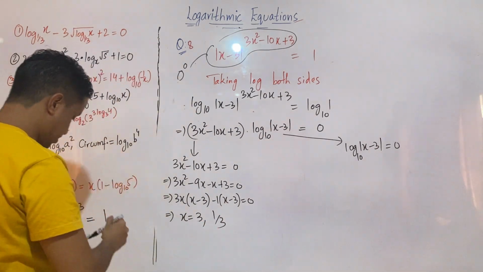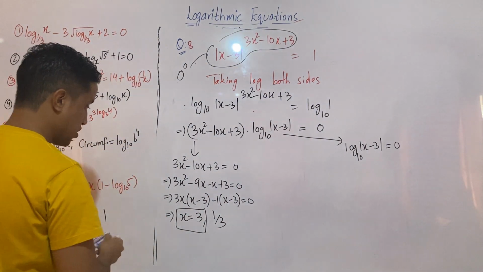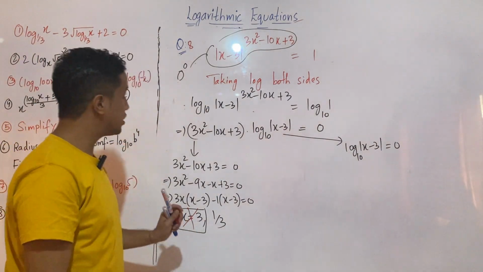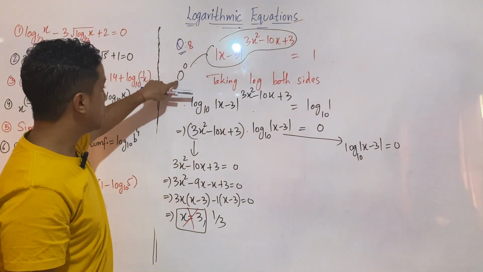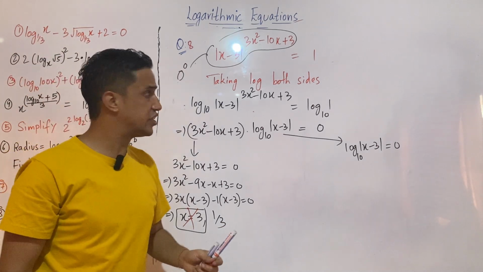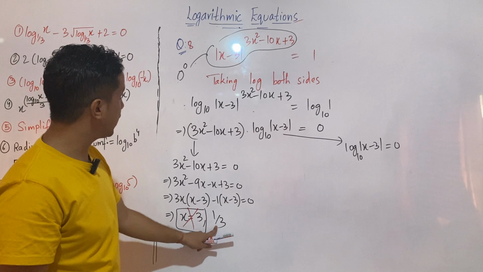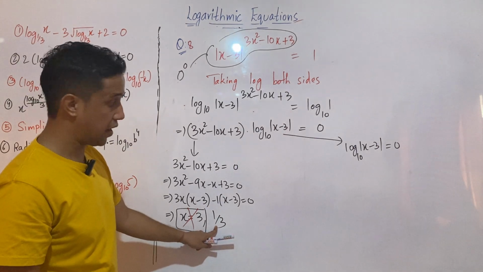So it means that we have to reject this value, because if you put this value, the left hand side will take the form 0 raised to the exponent 0, which is not defined. If we put 1 by 3, then it's fine.